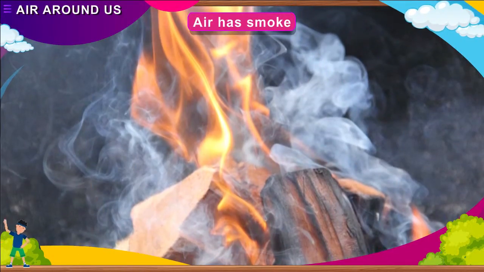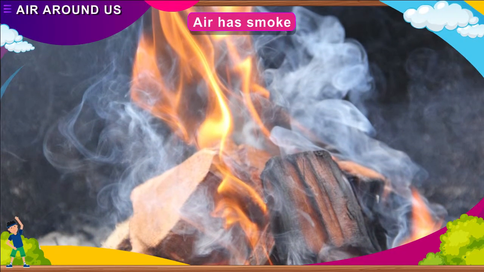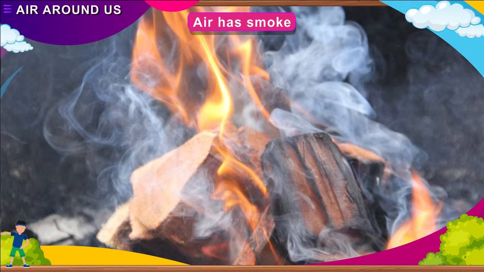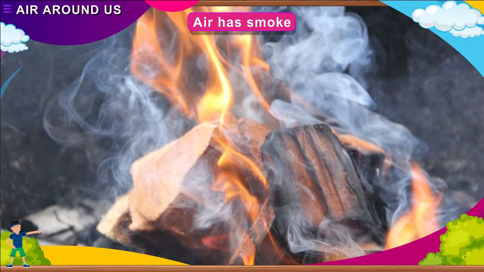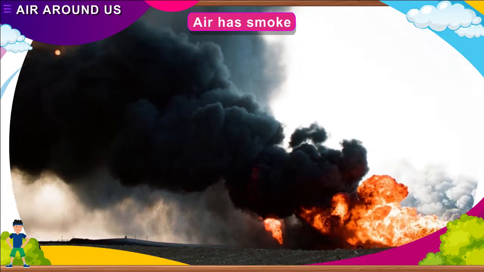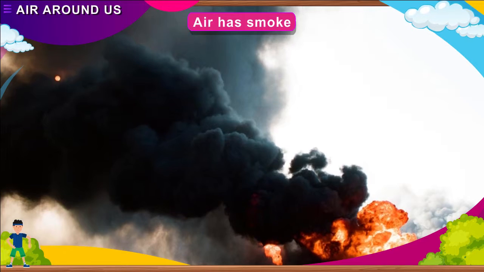Air has smoke. When we burn something, it gives out smoke. This smoke mixes with the air. So we say, air has smoke in it. Chimneys of factories also give out smoke. Vehicles also give out smoke. Smoke makes the air dirty and impure. Smoke is seen as black or grey fumes in the air.